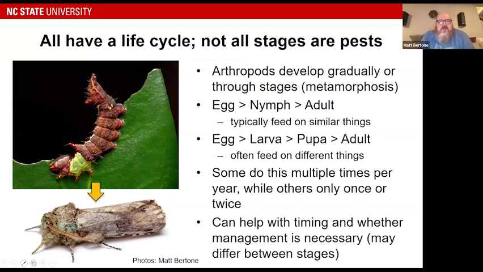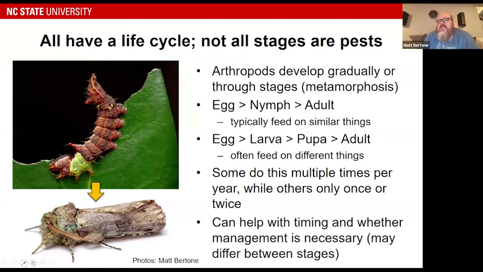Now, one thing to note is they all have a life cycle, and not all stages are pests. So arthropods do develop gradually or through stages, and this is called metamorphosis. We've all learned this in grade school, but certain insects go through a very simple metamorphosis where they hatch from an egg. The nymph is very similar to the adults, just little looking.